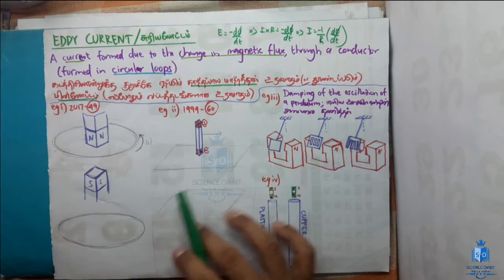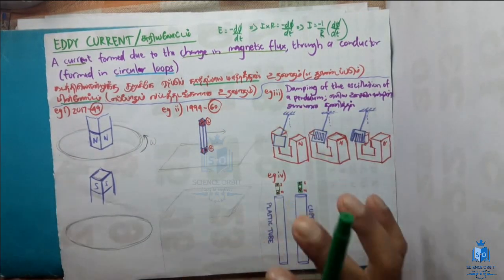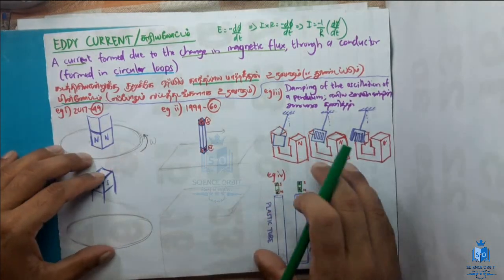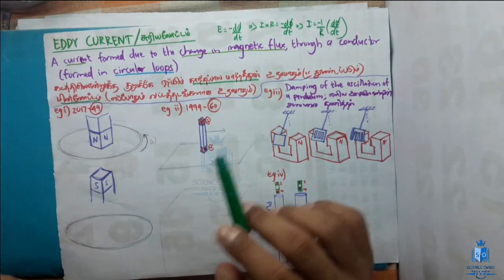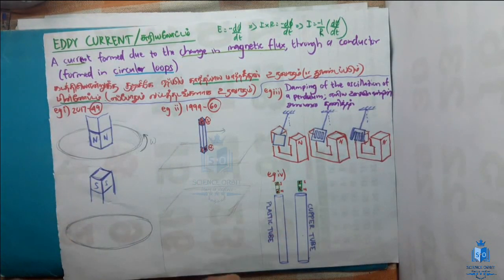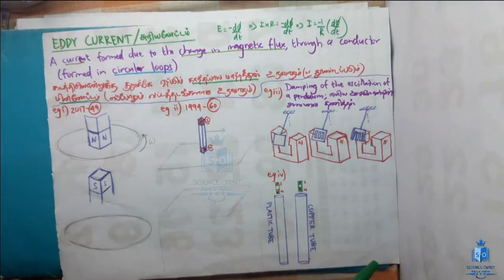So, these are the examples. Let's see one by one how eddy current is formed. But before that, eddy current is formed due to Faraday's law and Lenz's law concept. All right. So let's just mark it down.